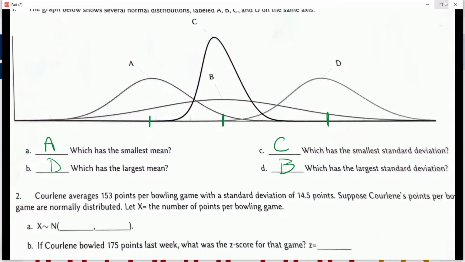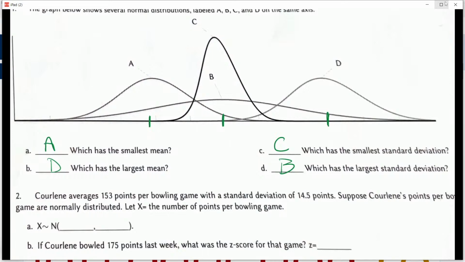Just remember that standard deviation is how spread out you are. And so if you're smushed all together like C, you have a small standard deviation. Even though the hump is tall, it feels like that should be a big standard deviation, but it's not. It's a small standard deviation because it's all compact.